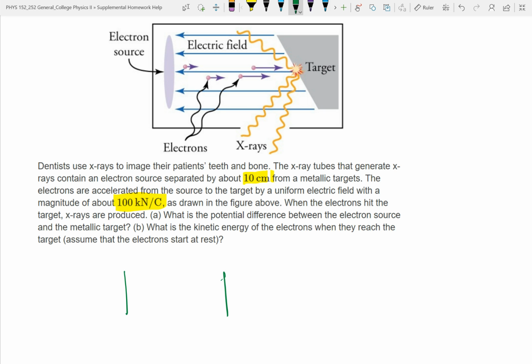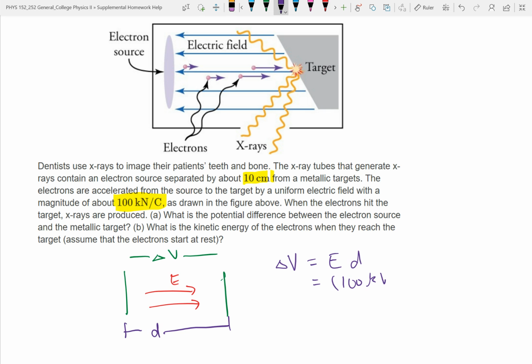And our equation says that if this is delta V and this is E and the physical separation is d, then we have a relationship between the voltage, the electric field, and the separation that says the voltage difference is equal to E d. So we just need to plug in our numbers.